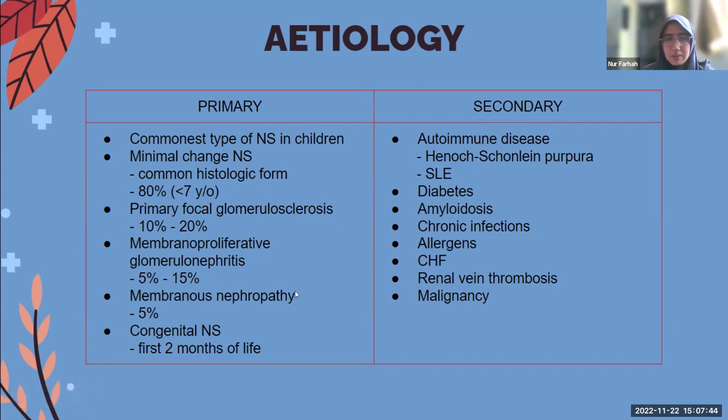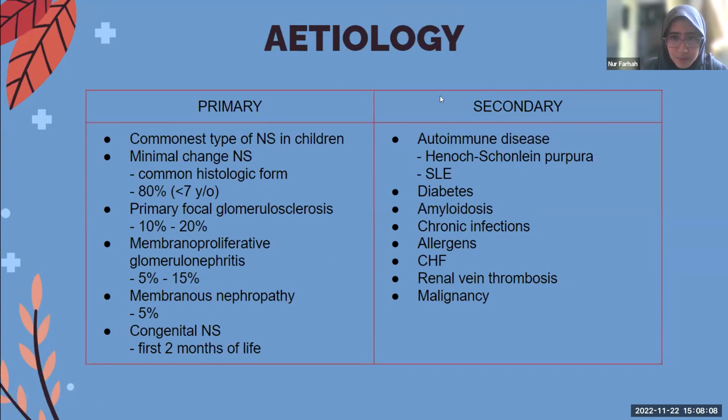Membranous nephropathy means that our own antibody attacks the podocyte. Here, one of the characteristics is you will see a generalized thickening of the capillary basement membrane. Okay, and then the last one for the primary type of nephrotic syndrome is congenital, which usually occurs in the first 2 months of life.